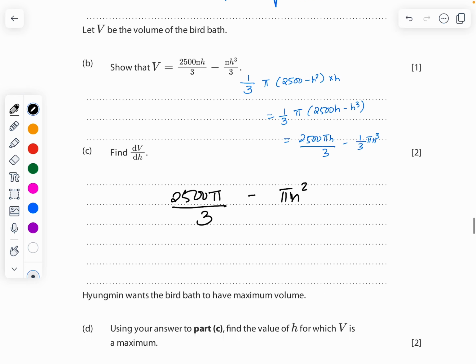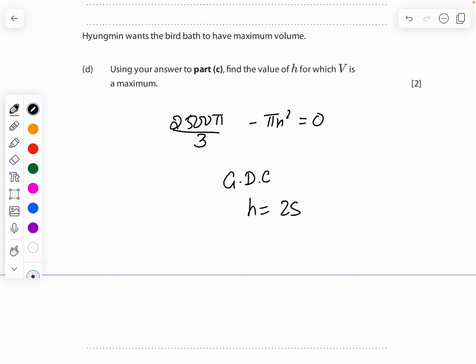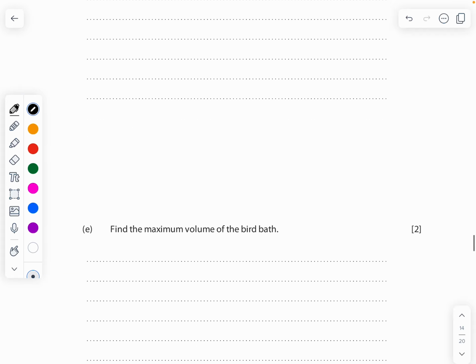Now using your answer in part C, find the maximum value. So 2500 pi upon 3 minus pi h square should equal 0. You can use the GDC calculator to get h equals 28.9, or you can use basic calculations also. 28.9 centimeter. Find the maximum.